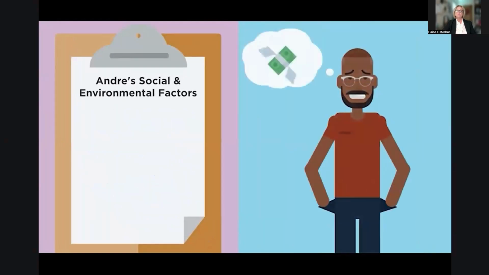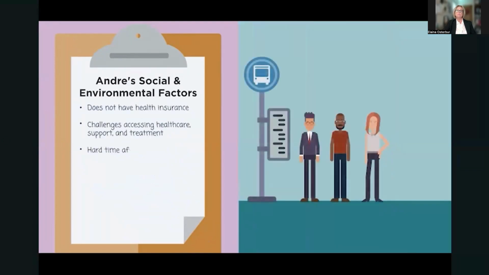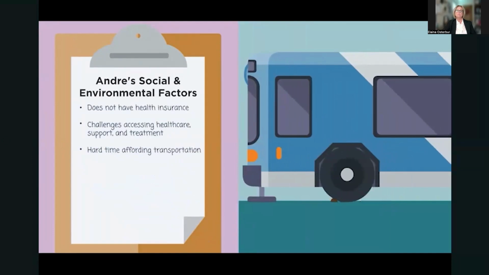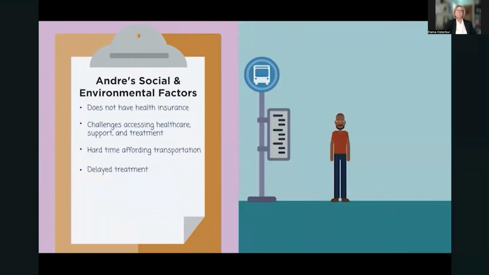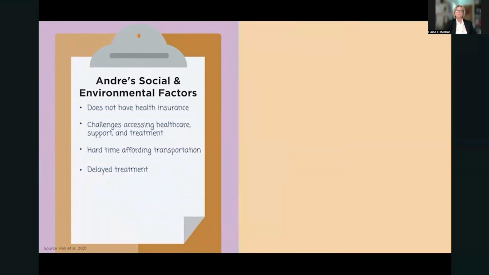Andre lives below the poverty line and does not have health insurance. This makes it challenging to access healthcare, support, and treatment. He has a hard time affording transportation to medical appointments or to the pharmacy to pick up medication. Delayed treatment can cause both diseases to progress and further complicate each other.